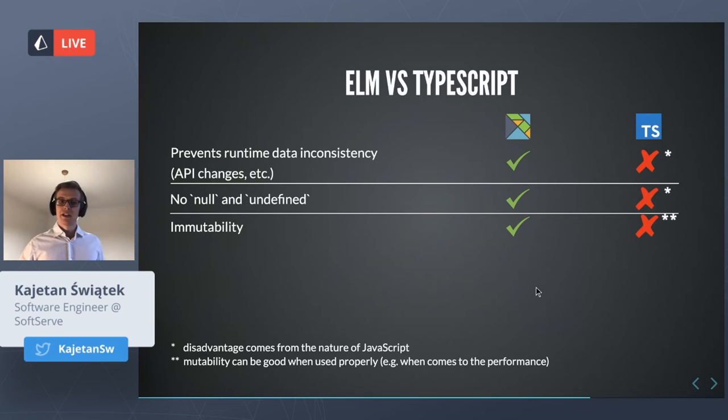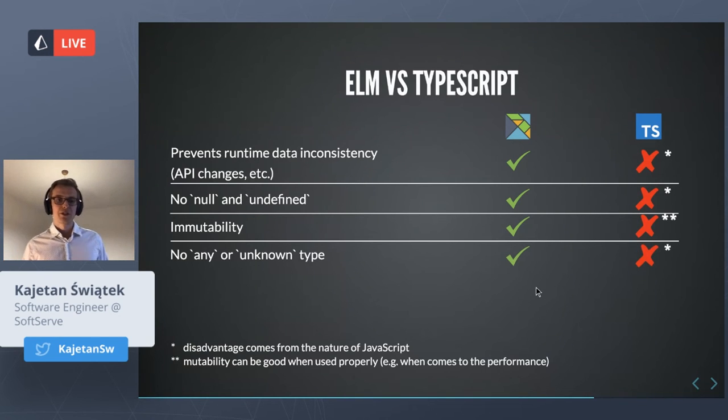But like I pointed out earlier, immutability can be used for the greater good, for example, for optimizing some operations on larger data structures. And we can also compensate for the need for immutable data structures by using some additional libraries like Immer. In Elm, there is no concept of any or unknown, like in TypeScript, but I think that also comes from the nature of JavaScript. But any can be used for good things, because it was created for projects that are steadily migrating from JavaScript to TypeScript.